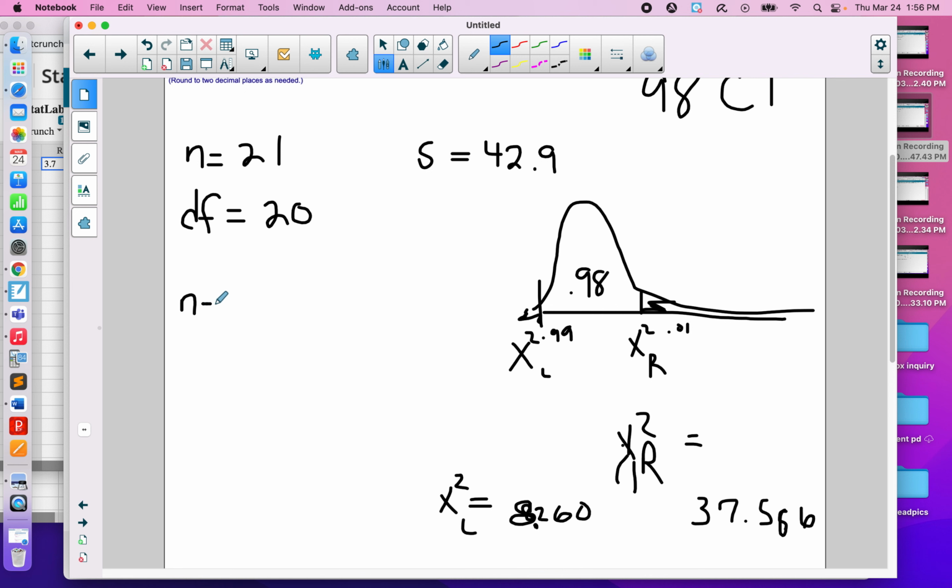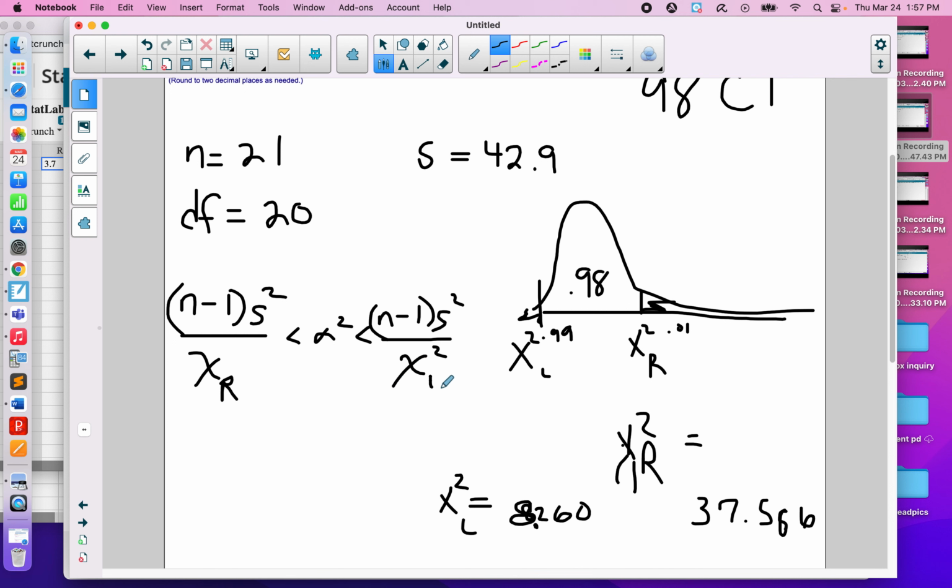Remember, it's n minus 1 for our degrees of freedom times our standard deviation that we have squared divided by each of our chi-squared values. So we start out with the chi-squared to the right, the bigger number, and that's going to be less than the variance, which is less than the same formula on the top, n minus 1 times the sample standard deviation squared, or the sample variance, over the chi-squared to the left value. Now on the bottom, even though that looks like it's being squared, that's just the name of this. It's called the chi-squared. And we plug it in, plug it in.